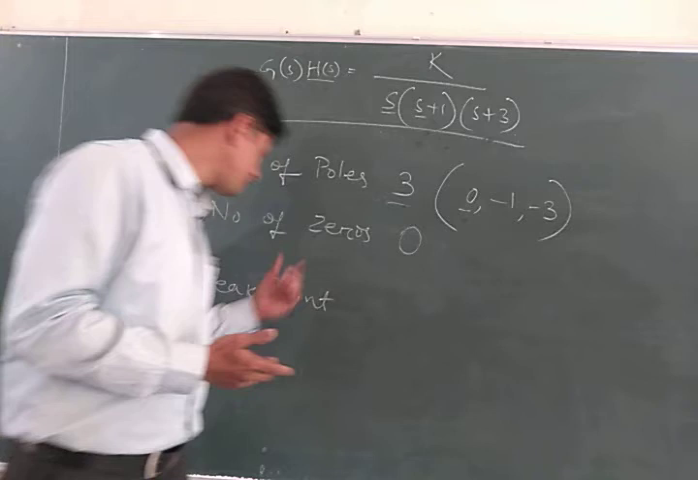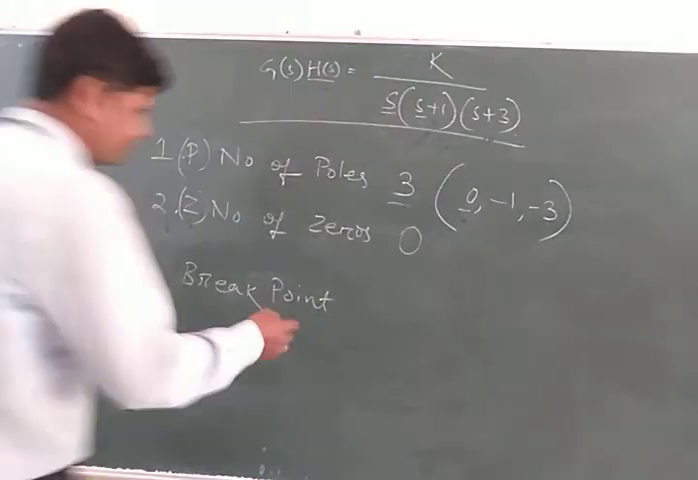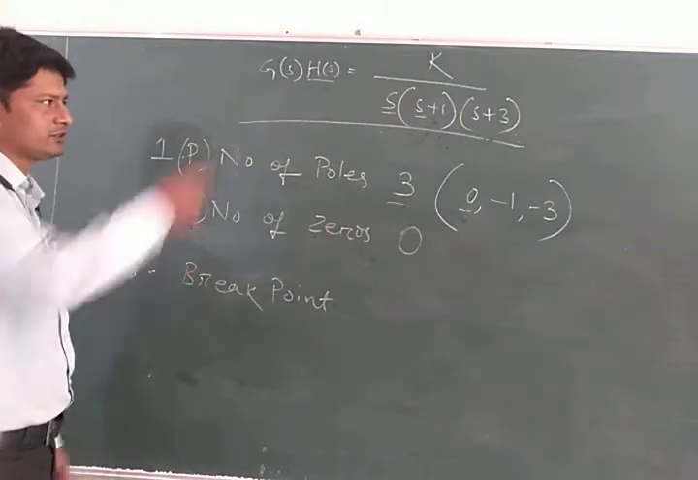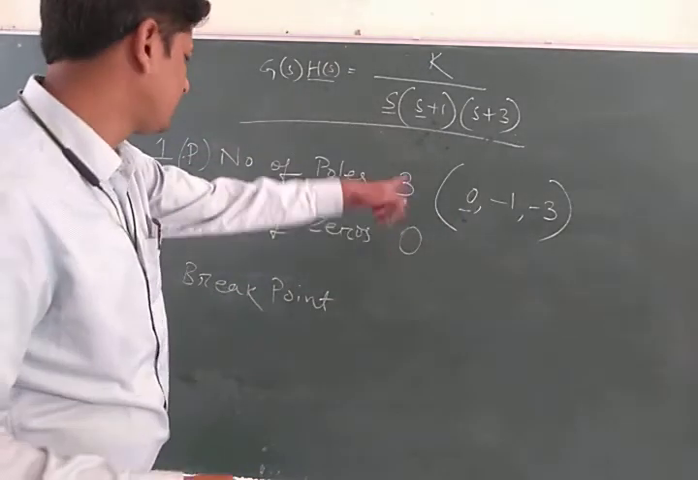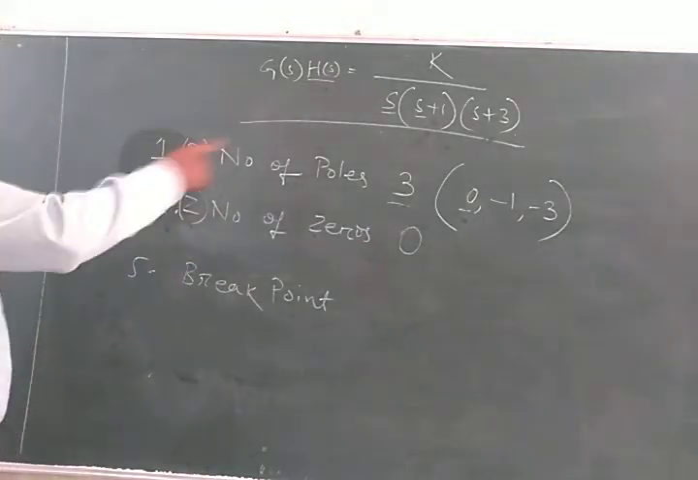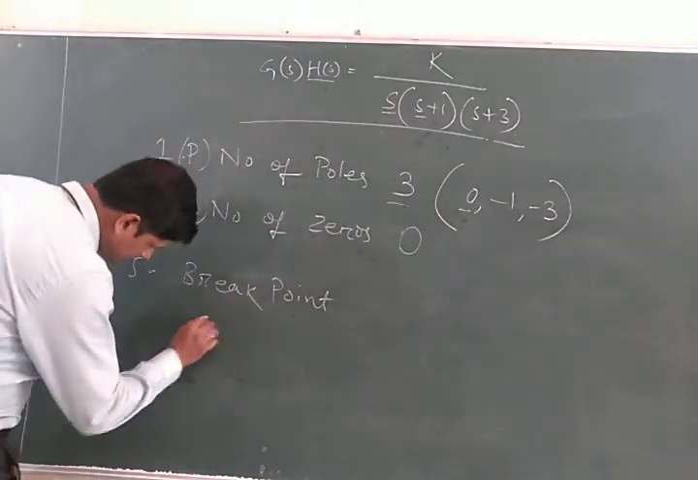So that is the break point, and this is found by rewriting the characteristic equation that I have written previously. I have erased that part. The characteristic equation. What is the characteristic equation? 1 plus G(s)H(s) is equal to, we have to write here the characteristic equation.